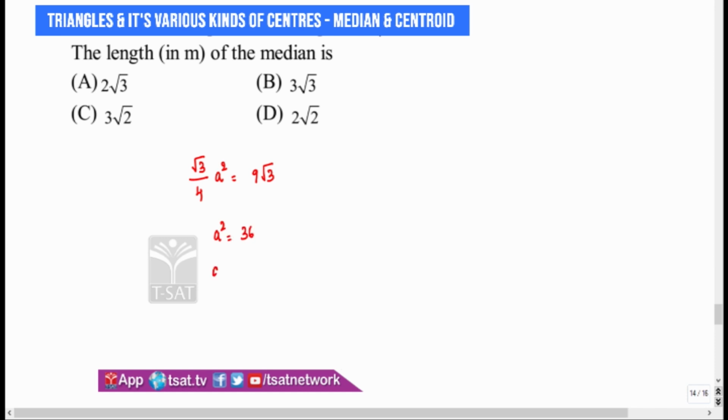a is equal to 6. The height or the median of an equilateral triangle is √3/2 a, which is equal to √3/2 into 6. The answer is 3√3. So, the length of the median is 3√3.